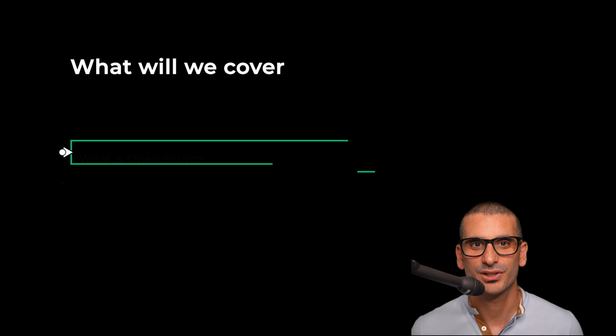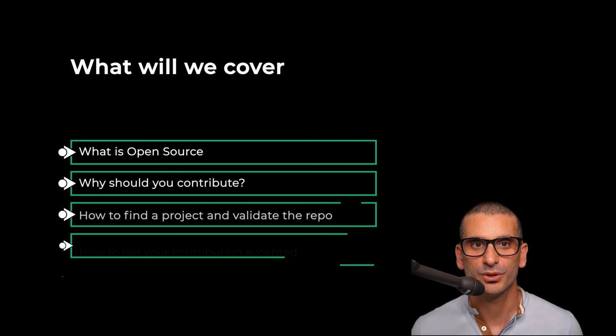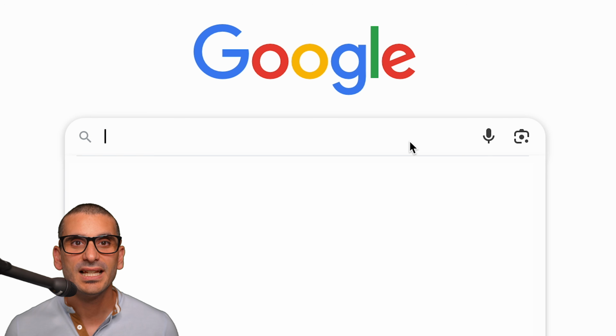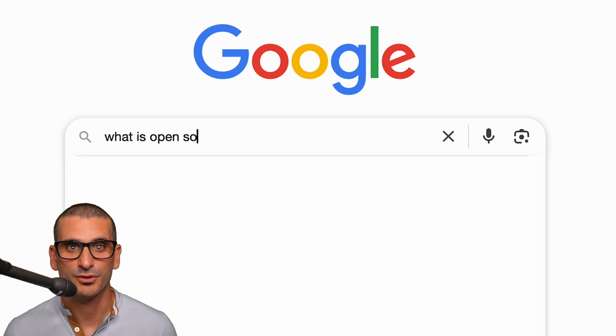What will we cover? What is open source? Why you should contribute to open source? How to find open source projects and repos? How to validate the project's repos? Contributing and getting our pull request or merge request accepted? And what to do after you've contributed. Let's start with what is open source.